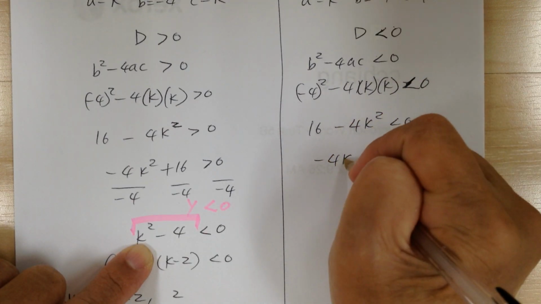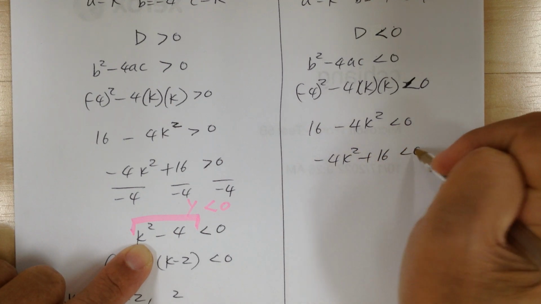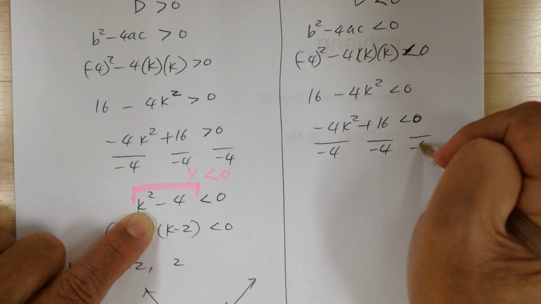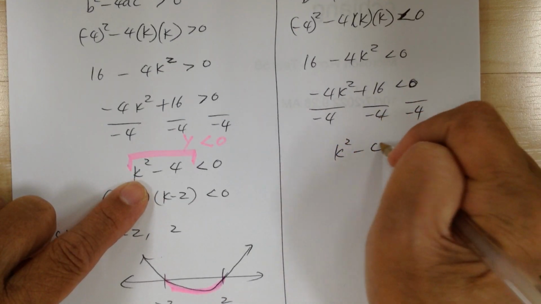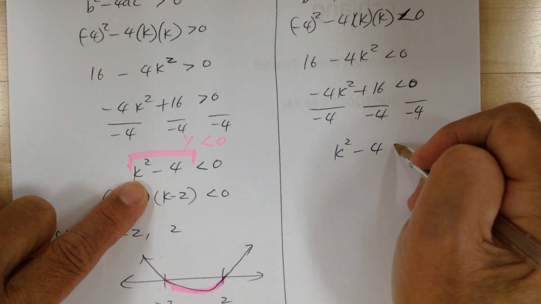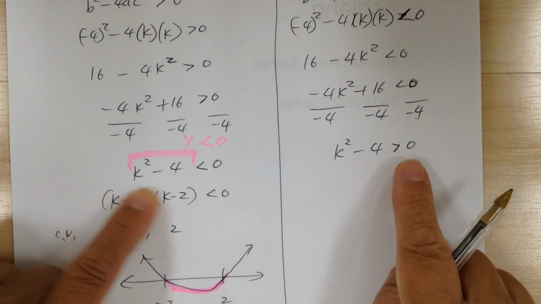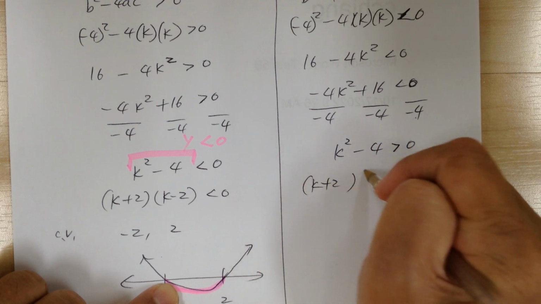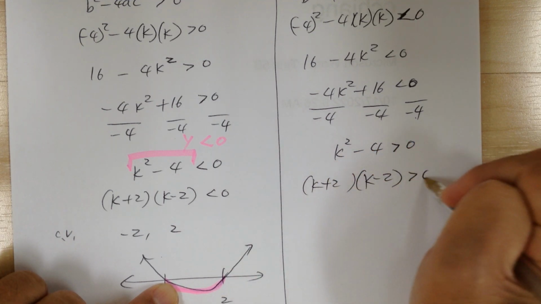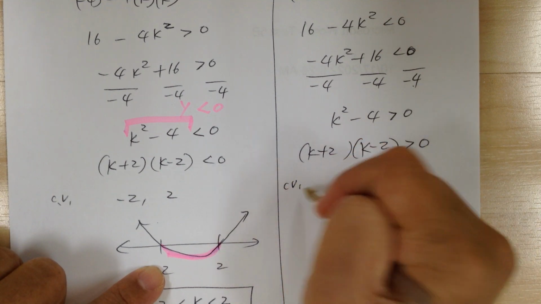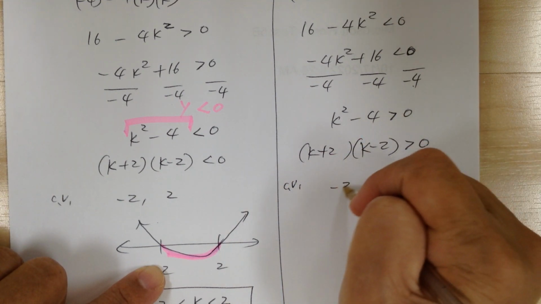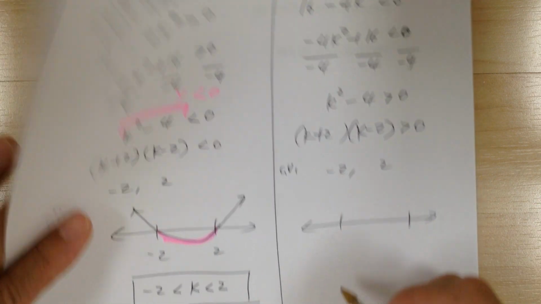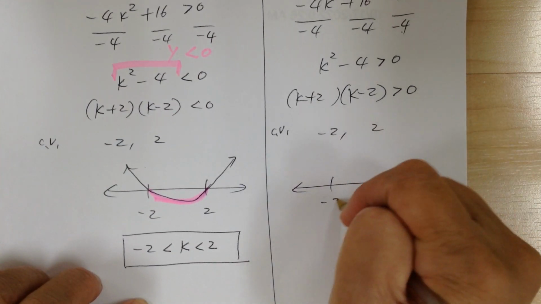Switch the terms. Divide by negative 4 to lower my number. So you got k squared minus 4. Now when you divide by a negative number, you have to change direction. So again, everything's the same except for the arrow. Then you do the factoring. So your critical values are going to be negative 2, positive 2. So the graph is exactly the same. Every step is exactly the same. The only difference is the direction of the arrow.